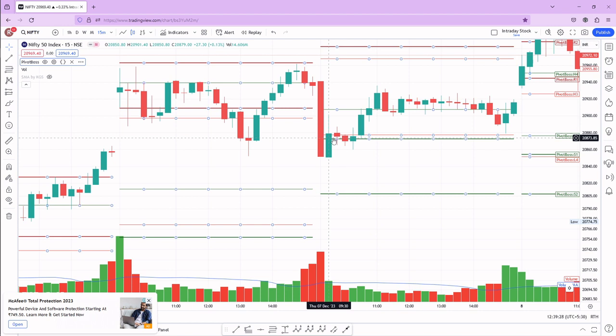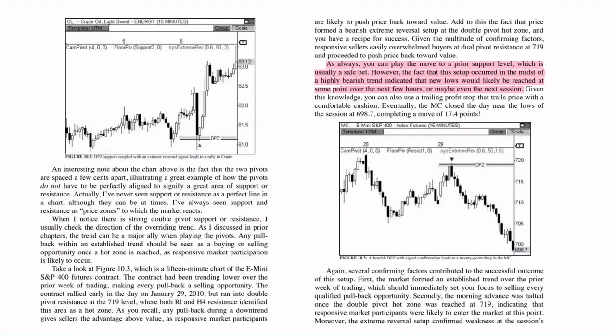Clear? And now he is explaining with an example for crude. In this example, he has taken the 15-minute chart. Here S2 and L4 are lying in the same zone. Between 81.0 and 81.5 they both are lying. S2 is lying at 81.15 and the Camarilla L4 is lying at 81, so just 0.15 is the gap distance. So this is considered a double pivot hard zone.